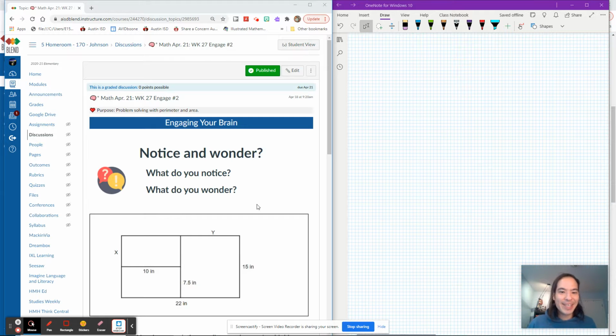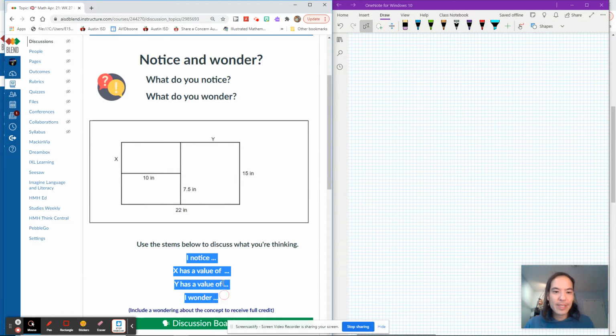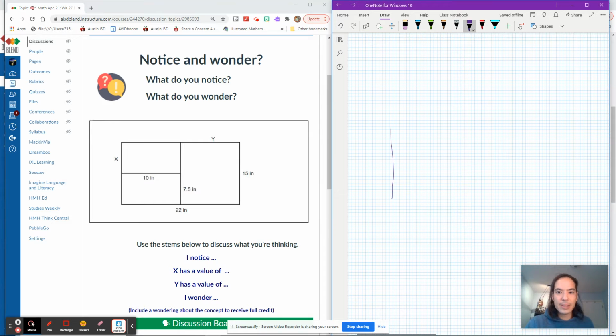So what we're looking at here, first thing, stems are a little different today. You know, I notice X has a value of, Y has a value of, and I wonder. All right, so this is kind of like a puzzle, and I've seen situations like this on previous STAAR tests. Basically, they're giving you a bunch of measurements, and you have to find the missing measurements. It's kind of like find the clues, and then using those clues, figure out what's missing.